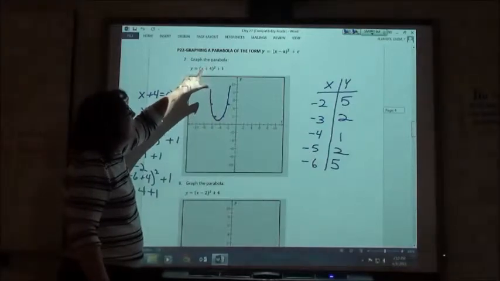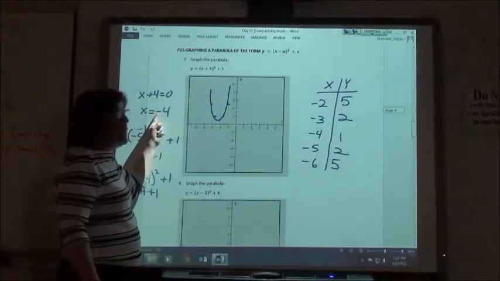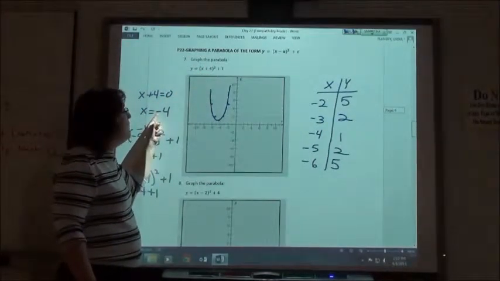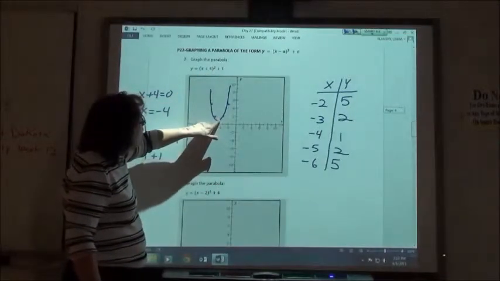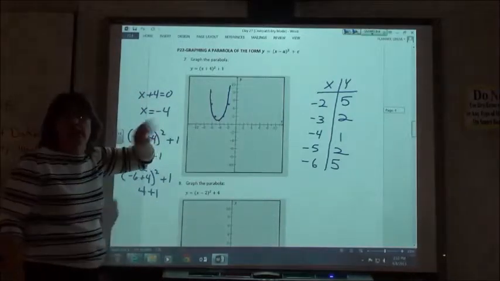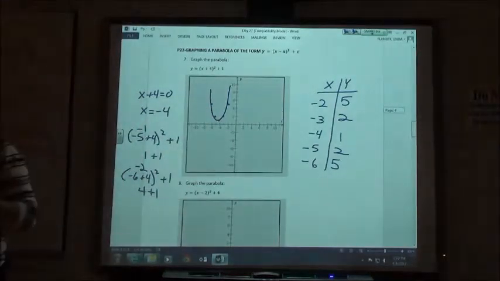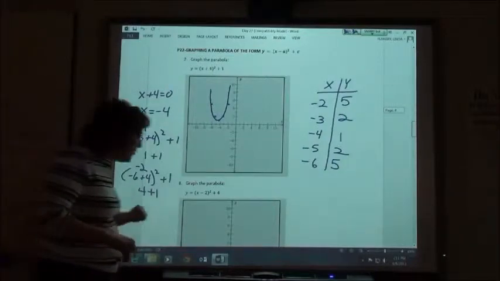Notice what happened. When I had x plus 4, moved it back to negative 4, to the left 4. The plus 1 moved it up 1. So I went back 4 and up 1, and my vertex is now over here. Be important later on when you do horizontal and vertical shifts. So we'll get used to looking at that as we graph.